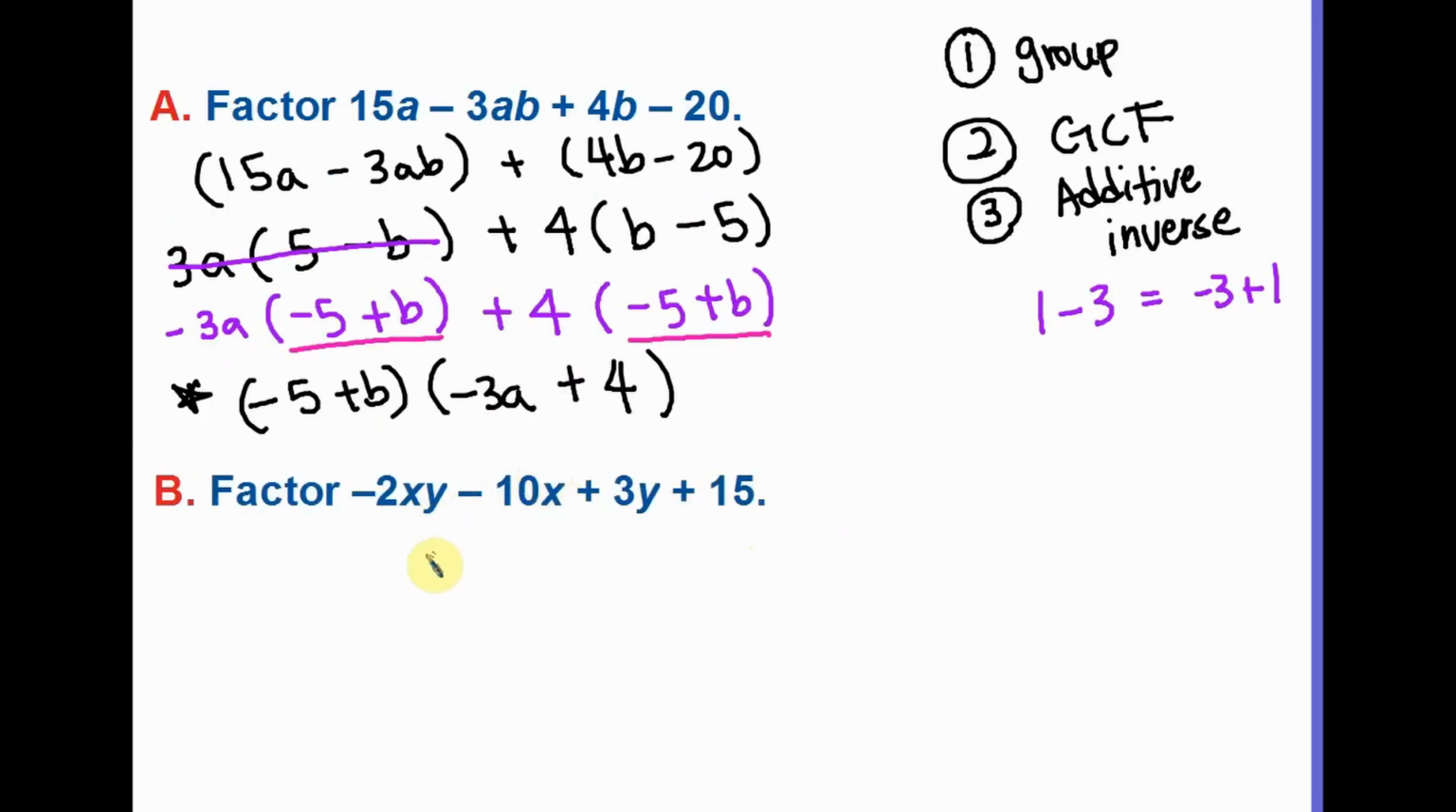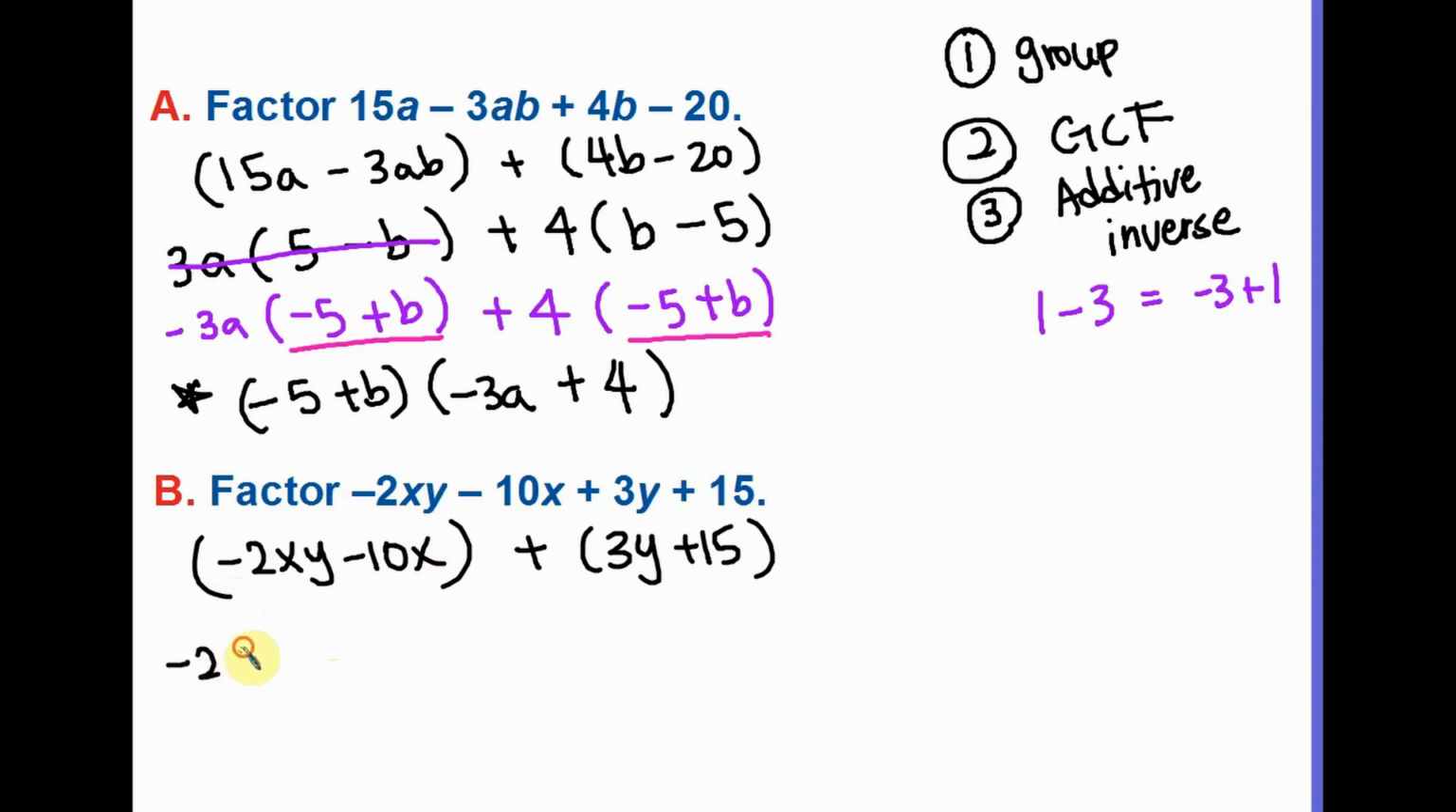For part B, one more time, if you practice, negative 2xy minus 10x plus 3y plus 15. First, we're going to group them by separating it. Negative 2xy minus 10x in one group plus 3y plus 15. Both terms have negative 2x as a common factor. So if I take negative 2x times y will give you negative 2xy. And this time you will just need 5 to get negative 10x. Plus, if I take 3 out, then I will have y plus 5.